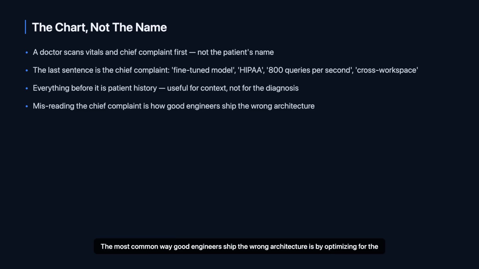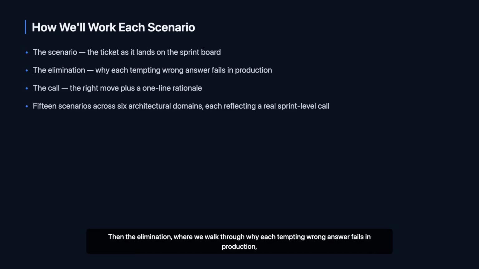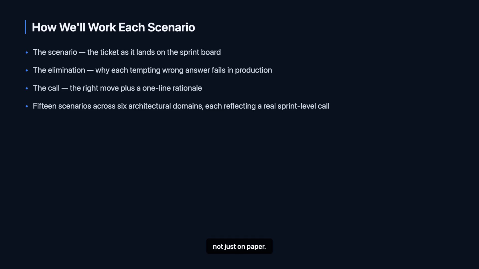The most common way good engineers ship the wrong architecture is by optimizing for the first sentence instead of the last. Each scenario follows the same 3-beat shape. First, the scenario itself, the ticket as it lands on the sprint board. Then the elimination, where we walk through why each tempting wrong answer fails in production, not just on paper. And finally the call, with a one-line rationale you can carry into your own designs. 15 scenarios across 6 architectural domains, each reflecting a real sprint-level call.